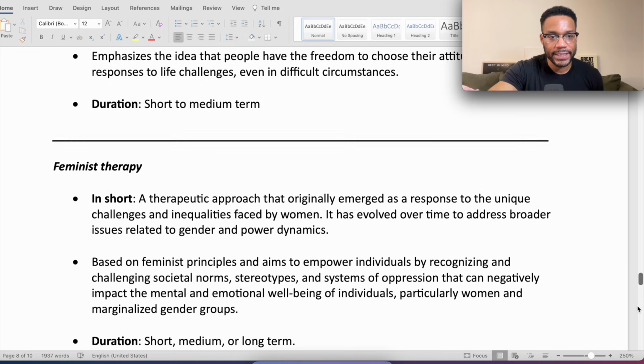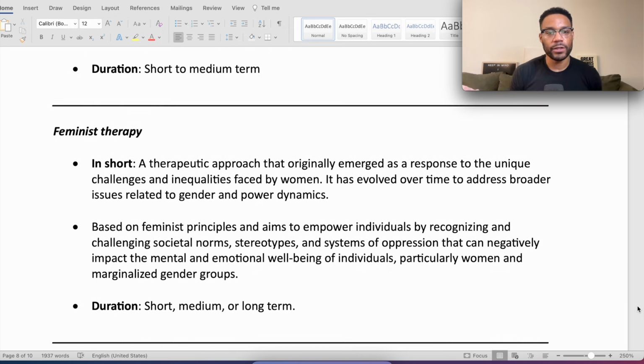Then we have feminist therapy. In short, a therapeutic approach that originally emerged as a response to the unique challenges and inequalities faced by women. It has evolved over time to address broader issues related to gender and power dynamics. Based on feminist principles, it aims to empower individuals by recognizing and challenging societal norms, stereotypes, and systems of oppression that can negatively impact the mental and emotional well being of individuals, particularly women and marginalized gender groups. Duration, it could be short, medium, or long term.